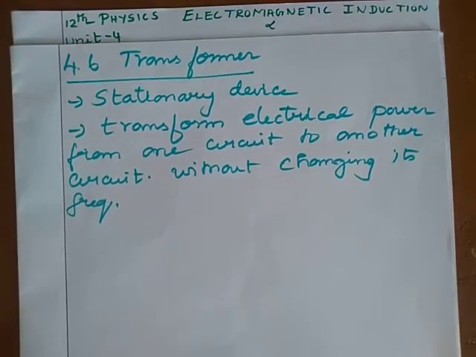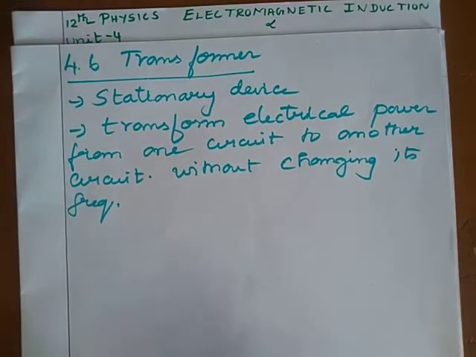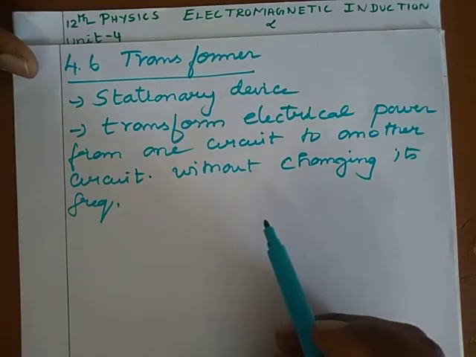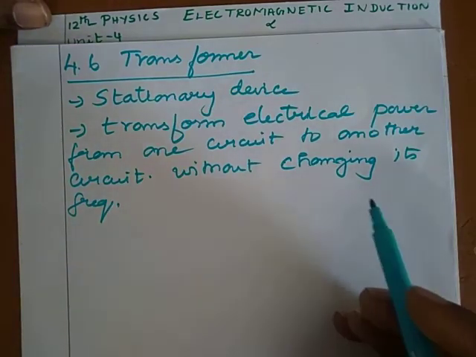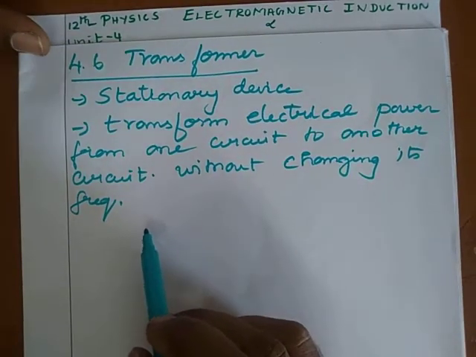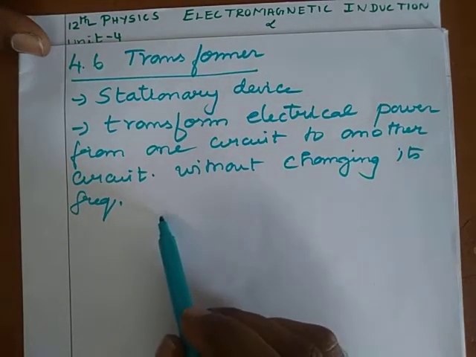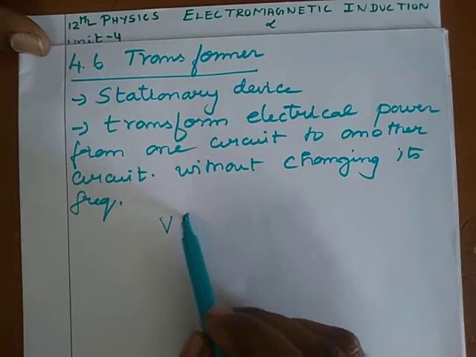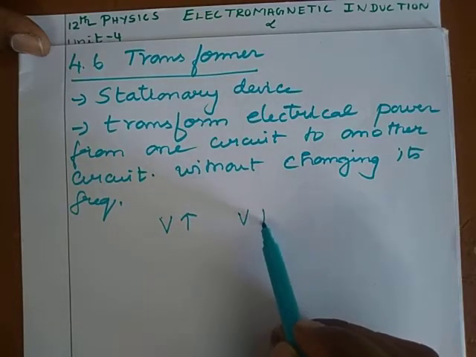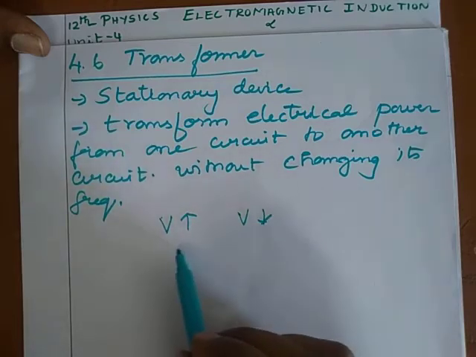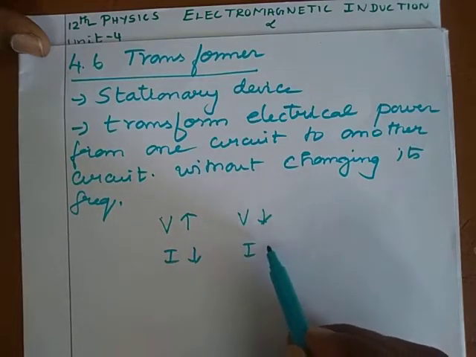Here, by using the transformer, the applied alternating voltage is either increased or decreased, with the corresponding decrease or increase of current in the circuit.